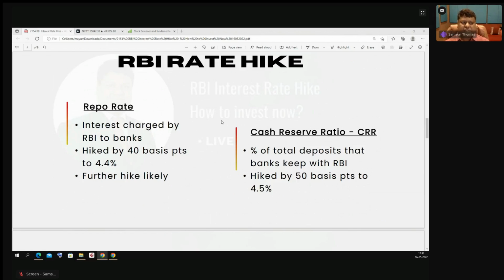So the primary reason for this unscheduled hike was food inflation. It has gone beyond the tolerance limit of 6%. 6% is the tolerance limit of RBI, and it has stayed beyond 6% for I think a couple of months, and that is why they had to intervene before the actual meeting.